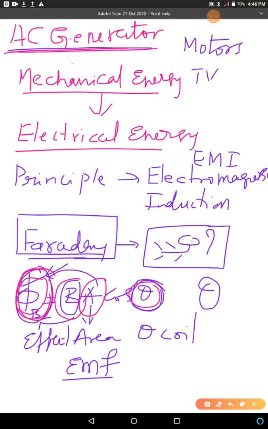But in this AC generator, we shall use the principle of changing theta, that is, we shall change the angle of orientation. What is theta? That is the angle between the direction of the magnetic field and the area vector. By changing theta, we can produce the EMF. That is the principle in this AC generator.